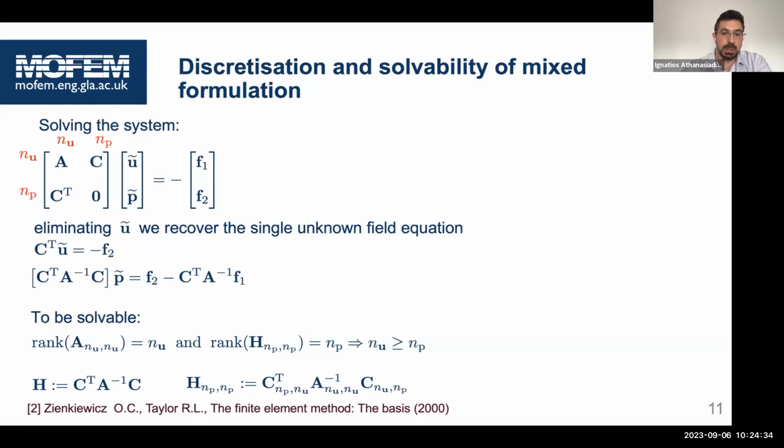And from this, as I'm going to explain in a bit, we know that the number of unknowns for displacement has to be at least larger or equal to the number of unknowns for the pressure field. However, this is a necessary relationship that has to be fulfilled, but is not sufficient. And we're going to discuss a bit about that as well. So in order to have a chance to solve this problem, we definitely need to fulfill this relationship.